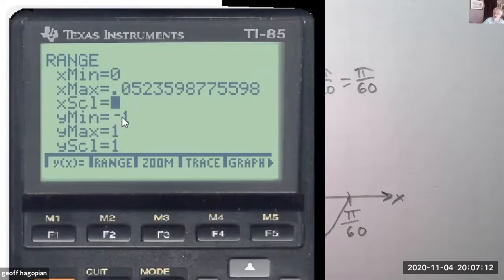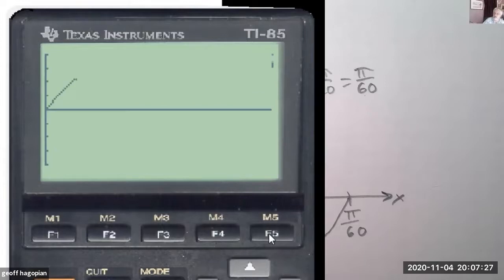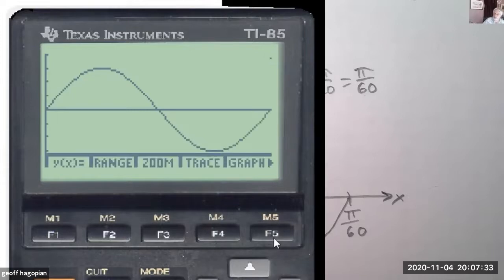How about the x scale? I'm just going to use 1, I guess. The y min, well, that should be maybe -4. You know, it should include -3 and +3, right? So now if I hit the graph button, I see, yeah, one nice smooth oscillation of the sine curve.